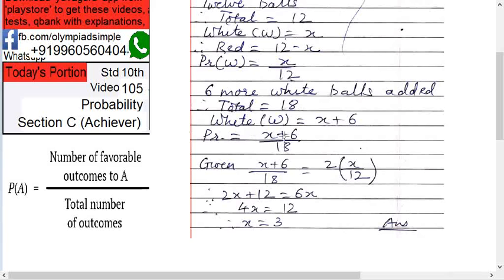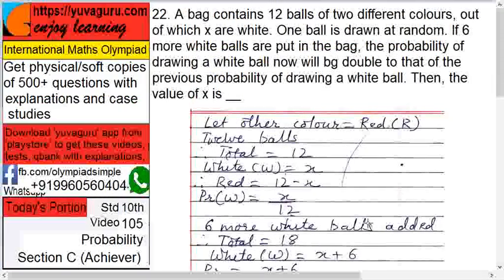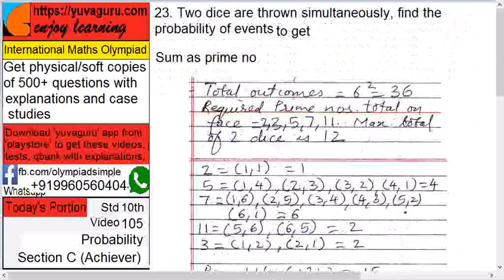But what is given? This new probability is twice the earlier probability. So x plus 6 upon 18 equals 2 into x upon 12. Solve this, the way you solve it, 6 2s are 12, 6 3s are 18, and so on. So x equals 3 you get. That's the answer required. So the value of x is 3.